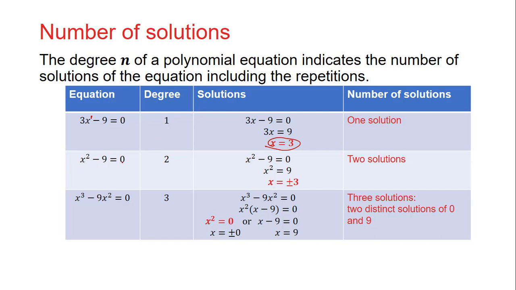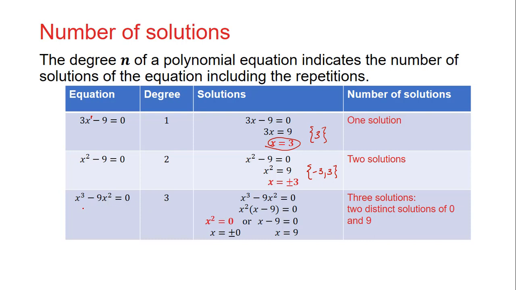x squared minus 9 equals 0 has degree 2, right, the polynomial has degree 2. To solve this, we can apply the square root property: add 9 to each side to get x squared equals 9, and then apply the square root property that says x is equal to plus or minus the square root of 9, or plus or minus 3. So there are 2 distinct solutions, negative 3 and 3.